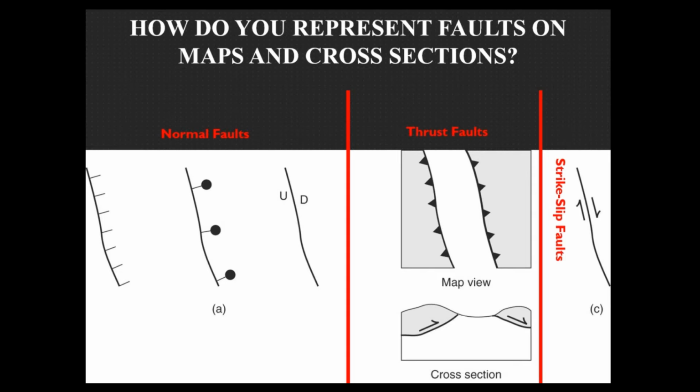On the other hand, if we have a reverse or thrust fault where the hanging wall has moved up, we're going to use little triangles. The triangles go on the hanging wall, which is important because if you draw them backwards, it looks like you have the fault going in the opposite direction. So the little triangle flags are always on the hanging wall. They do not point in the direction of motion.